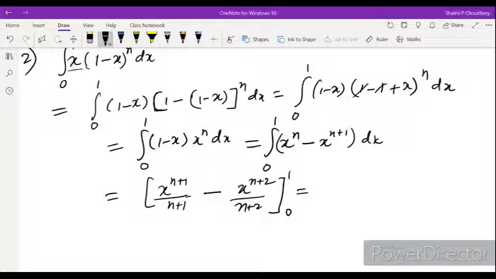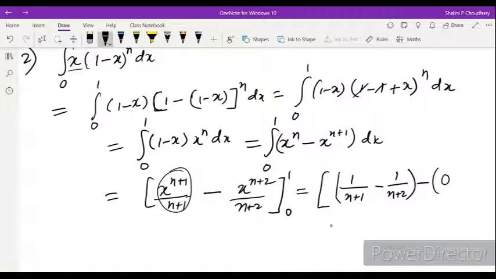Now x, okay, 1 is there. Now we'll put the value of 1. Okay, so it will be 1 to the power n plus 1 will be 1 divided by n plus 1 minus 1 to the power n plus 2 will be 1 divided by n plus 2, and minus 0 will put 0. If we put 0 here, we'll get 0 in this one, and if we put it here, then also we'll get 0. Okay, so it will be 1 upon n plus 1 minus 1 upon n plus 2.